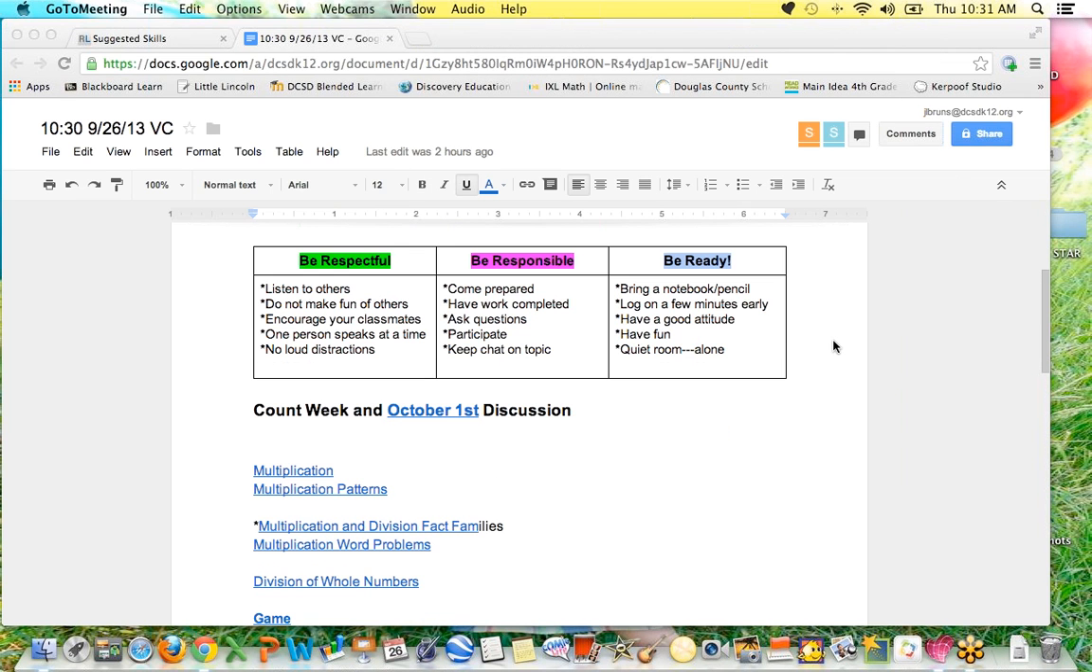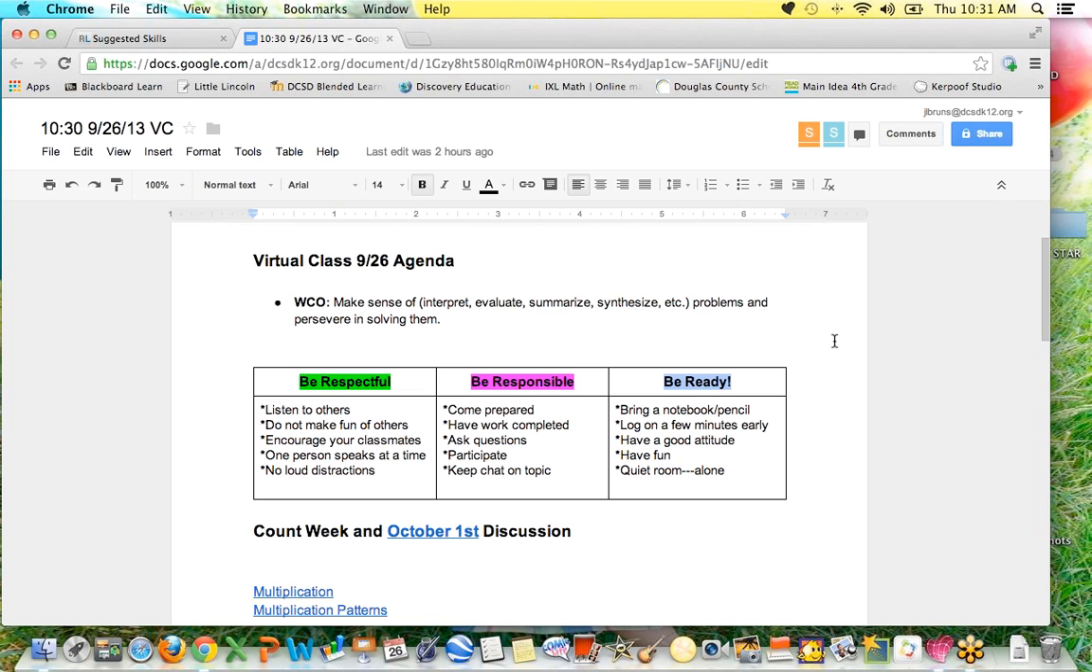First things first, our world-class outcome that we're going to be working on is making sense of, and that means interpreting, evaluating, summarizing, and synthesizing math problems and persevere while solving them. So pretty obvious, I think. That's what we're doing. Yay, and Emma just joined us.